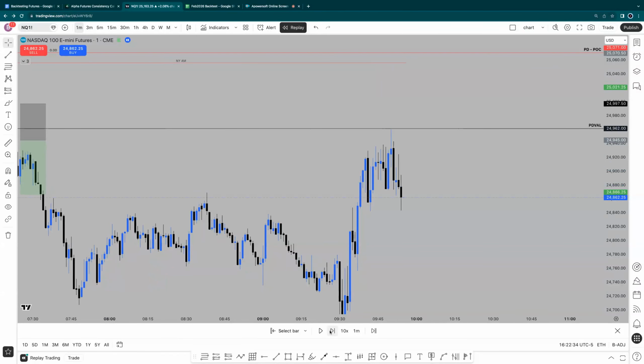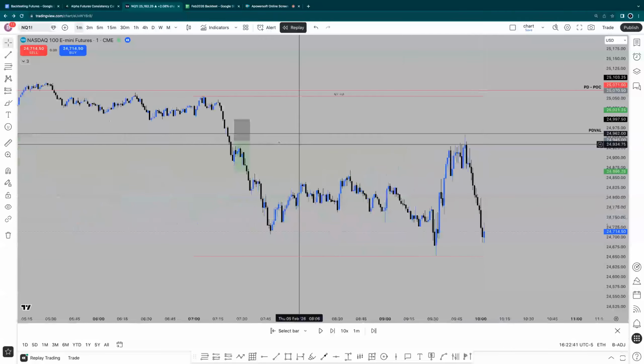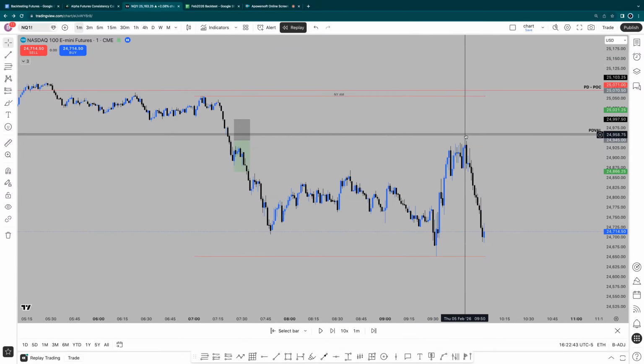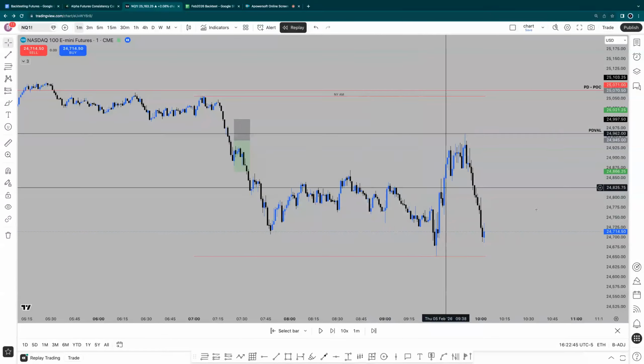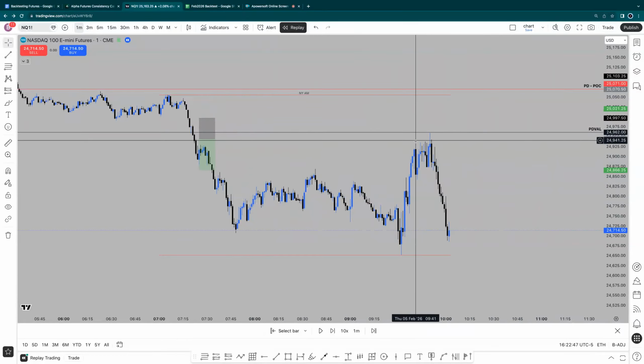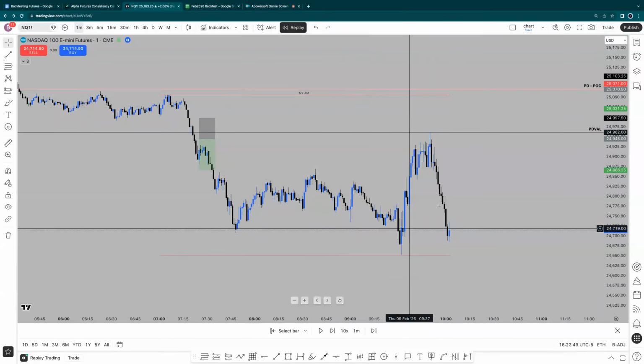Price does tag it and really send it lower. Wow. Wow, that was really clean. Yeah, that was really nice. But again, I wouldn't just be taking it off of that. It just doesn't, for me, there's no reason. That's just not enough to touch the level and go.